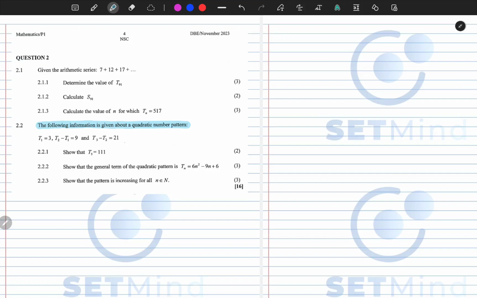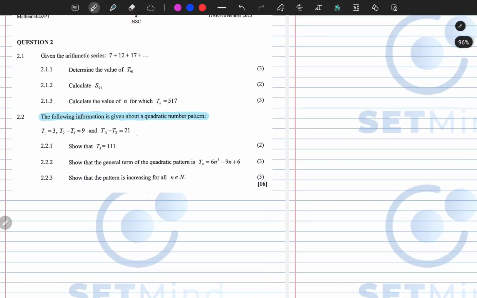The statement reads: the following information is given about a quadratic number pattern. We're given that T1 is 3, T2 minus T1 is 9, and we are also given that difference. Then they further tell us that we are required to show that our T5 is going to be 111. There's a couple of things we need to remember before we proceed about a quadratic pattern.